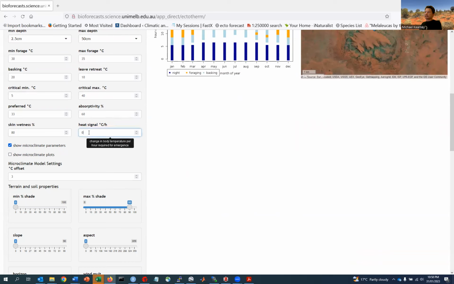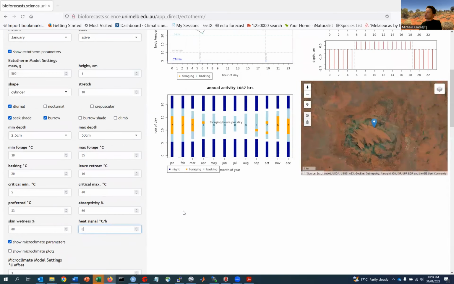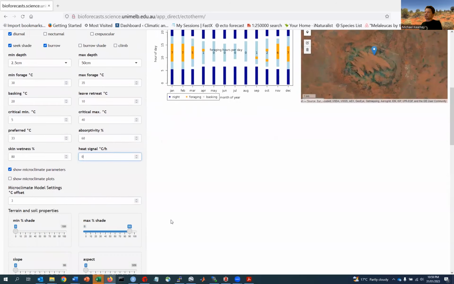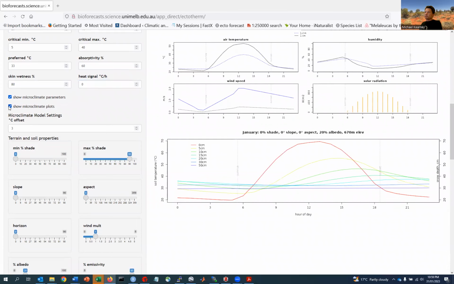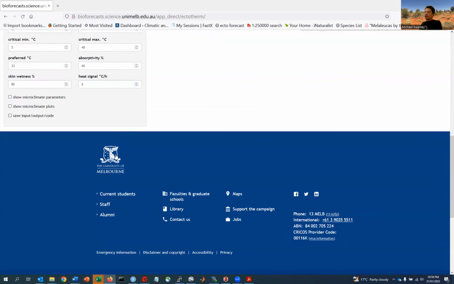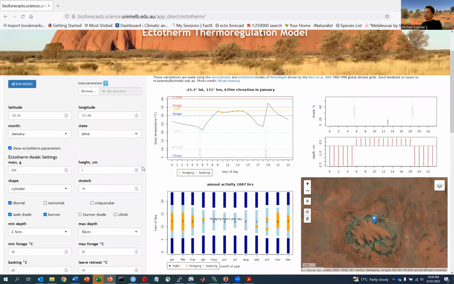And finally, there's this heat signal here, which is saying what rate of change of temperature per hour does it need to actually leave its retreat. So this is for simulating activity stimulated by a pulse of heat coming from above, which is an exploratory thing. We don't really know how animals decide whether it's warm enough to come out. They might use an internal body clock, or they might use a heat signal. So that's just something you can play with to explore that relatively unanswered question. So that is the ectotherm model in a nutshell.